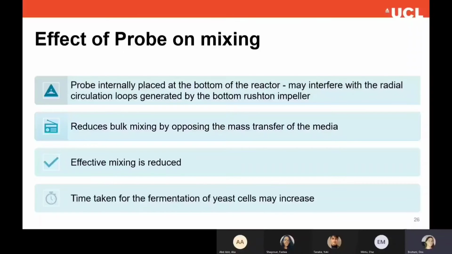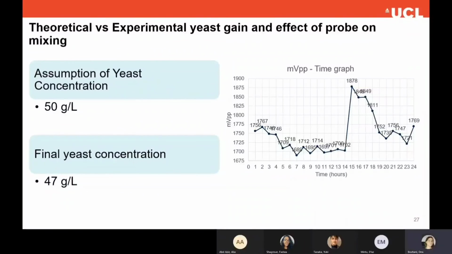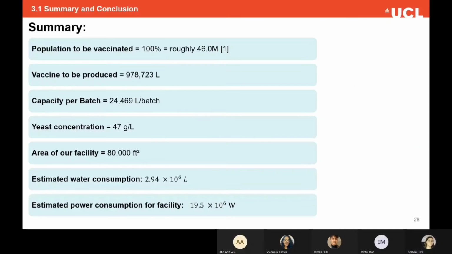Consequently, effective mixing is reduced and the time taken for the fermentation of yeast cells may increase. Our chosen parameters gave us a yeast concentration very close to our assumption. Despite the trend on the MVPP against time graph, our yeast concentration value was not far off our assumption, indicating that the probe does not affect the mixing in this case.